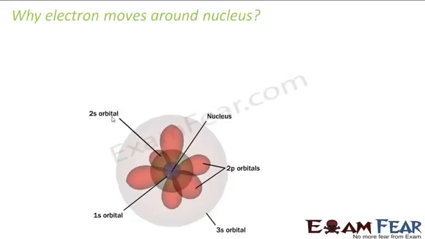Now the question is why the electron moves around the nucleus. It's a very good question. For example, I take out one electron from somewhere and I just dump it here. Why will it start moving? What happens to this electron? Let's understand this.